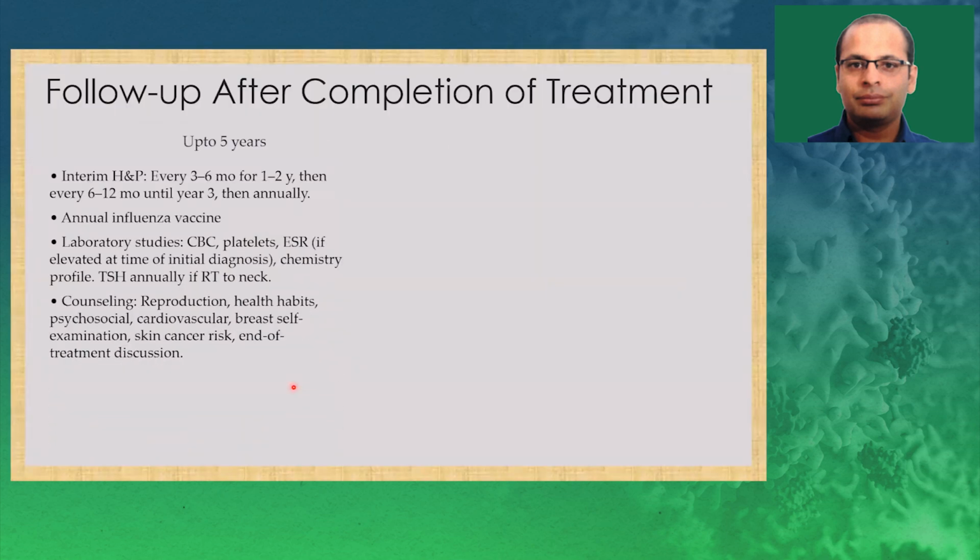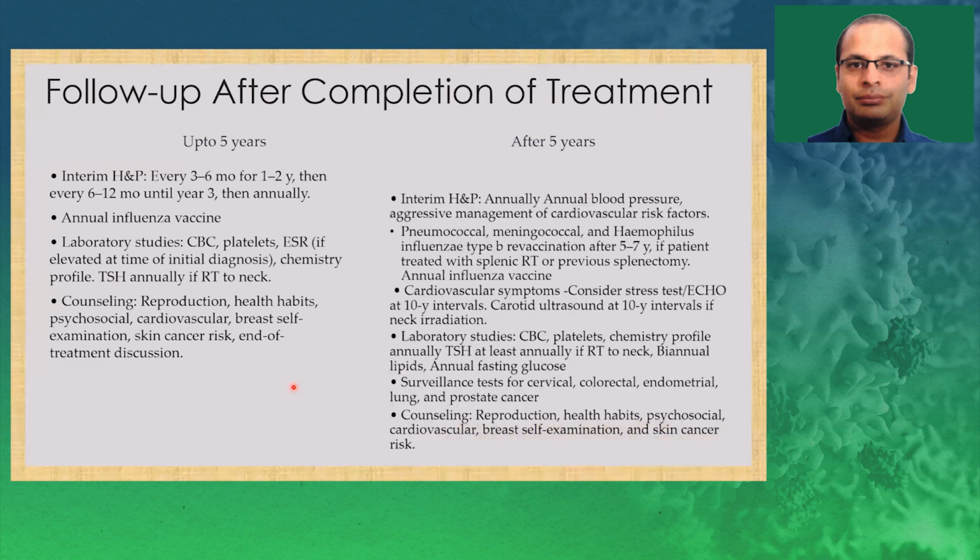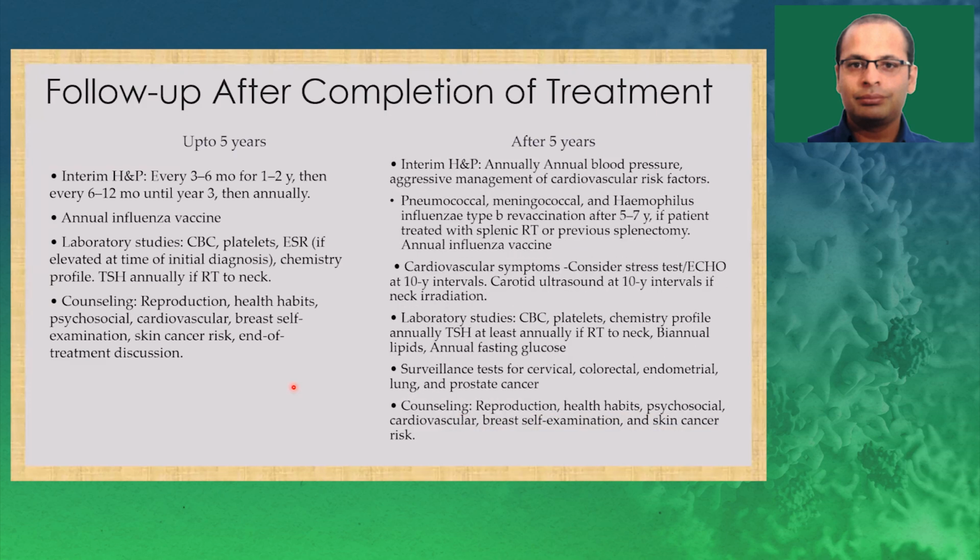How do you follow up? Up to 5 years: history and examination, annual influenza vaccine, lab studies, especially TSH, CBC, platelets and ESR for relapse, and chemistry profile. After 5 years, that's when the long-term side effects come into being. In such a scenario, you should consider cardiovascular risk assessment, a stress test or an echo at 10-yearly intervals. Lab studies include TSH annually, FRT2 neck, biannual lipids, annual fasting glucose, and surveillance for other cancers as required.